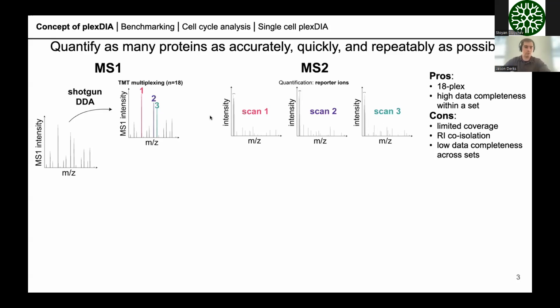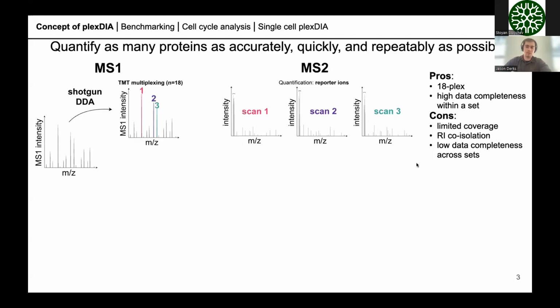The other thing is that this method is using reporter ions for quantitation. And this can result in co-isolation. For example, if there's a precursor that falls into this window, the reporter ions that you get are going to be a superposition of these precursors. So this could result in potentially slightly lower accuracy sometimes.